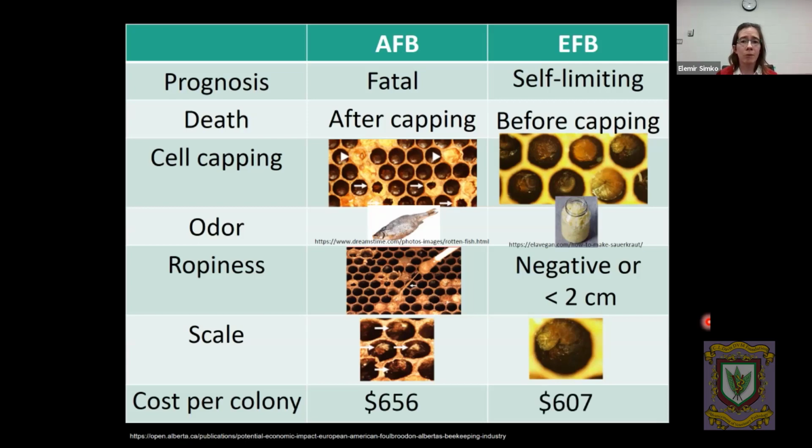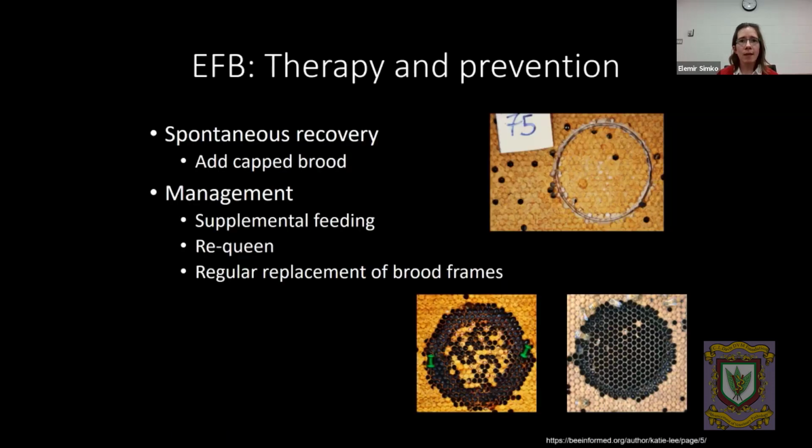For European foulbrood, the economic impact of this disease per colony is also quite high and has been estimated at $607 per colony. So you can imagine that as a commercial beekeeper, both of these diseases can have a significant effect on the beekeeper's bottom line. And so that's why therapy and prevention of European foulbrood is very important.